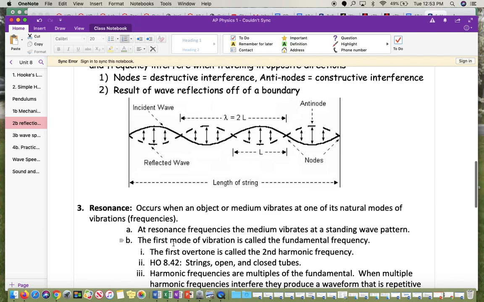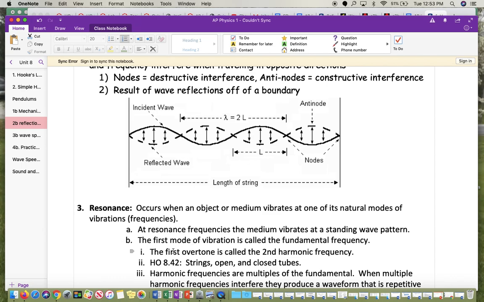Now, there's going to be different modes of vibration. For a string, the first mode of vibration is called the fundamental frequency. Any string that vibrates at its fundamental frequency would look, if you can imagine, and I'll show you a picture in a little bit, like a rope attached to the wall. The fundamental frequency is just like it would look if you were jumping rope. Okay? So you'd have the nodes at the two ends and then the antinode in the middle.